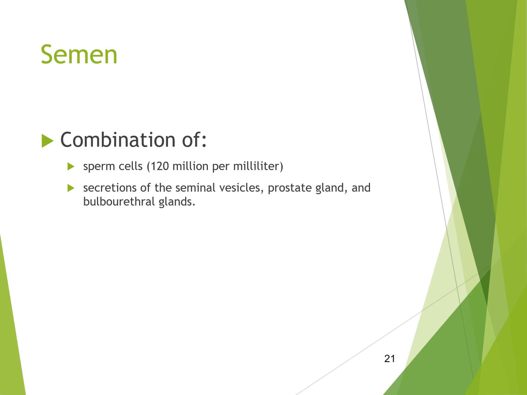Semen consists of a combination of the sperm cells, about 120 million per milliliter, and the secretions released by the seminal vesicles, prostate gland, and bulbourethral glands.